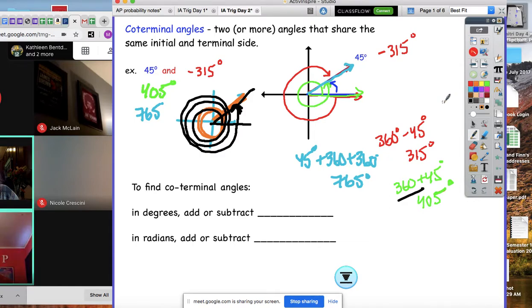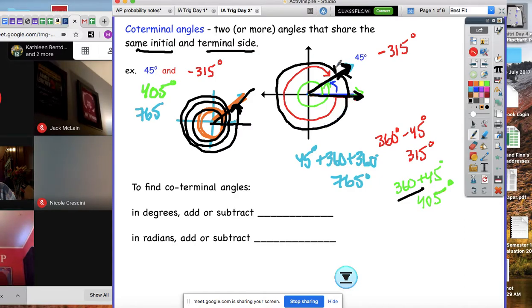So coterminal angles mean that they definitely hit at the same spot. They have the same initial side and the same terminal side. The initial side is this x-axis, and the terminal side is wherever you end up. Think of a terminal at an airport. That's where your plane ends up at the end. So I can get from this initial to this terminal going that direction, or I can get from this initial to the terminal going that direction.